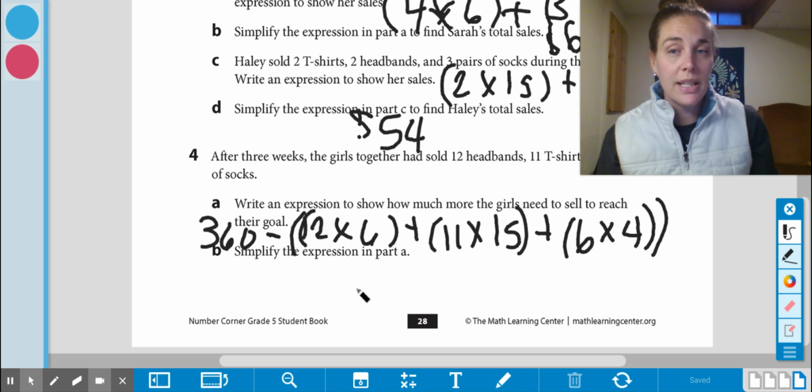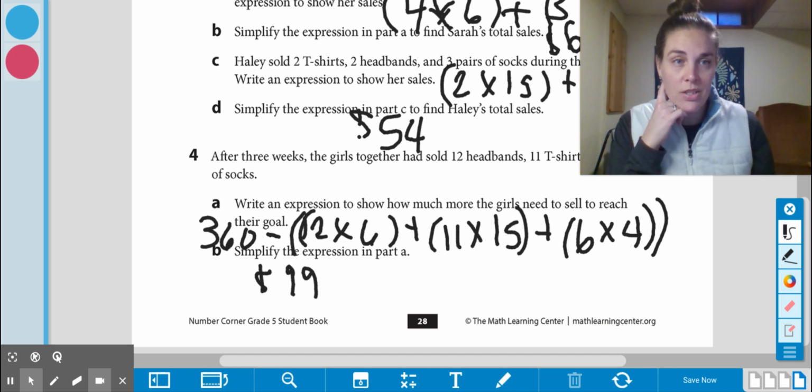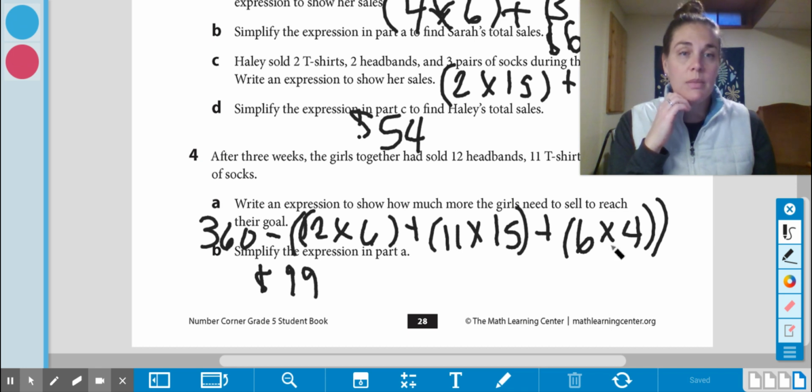So go ahead and solve for B. All right, so when I did my multiplication and addition, 12 times 6 is 72, 11 times 15 is 165, 6 times 4 is 24. Adding that all up, I get my 261. Hey, 261 minus 360. Oh, that's almost $100. It's $1 less. So $99 is what they still need to sell to reach their goal.